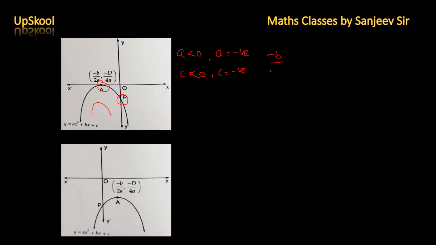minus b upon 2a less than 0. That is minus b upon 2a नेगेटिव हो गया, पर a क्या है? नेगेटिव. तो माइनस b अपॉन नेगेटिव इज इक्वल टू नेगेटिव. नेगेटिव नेगेटिव कैंसिल, b नेगेटिव. आंसर क्या आ गया हमारे पास? a less than 0, b less than 0, c is also less than 0. Next question we will take.